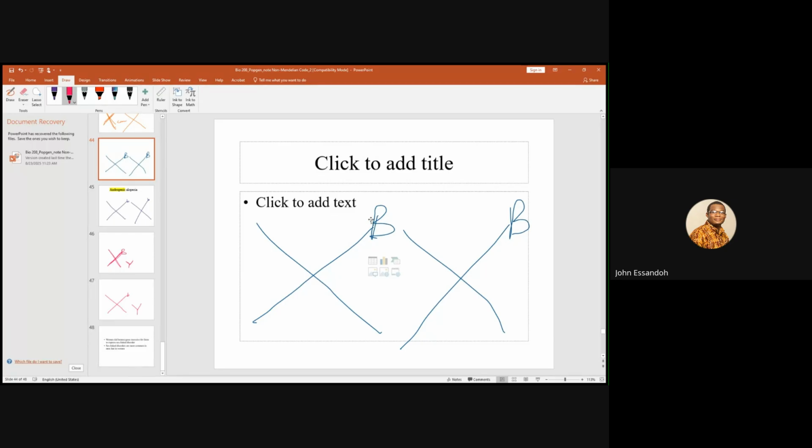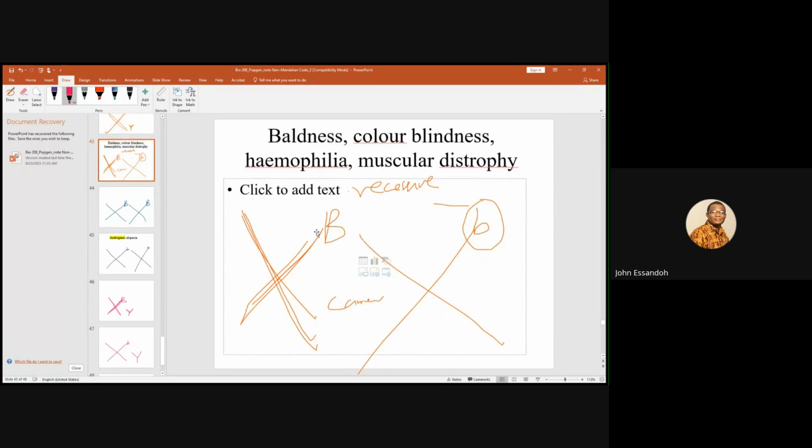A woman can inherit this baldness allele from the dad, and then take the normal one from the mother. So this one will overshadow this, and the woman is going to be a carrier. Such a woman can pass on this allele to the son. That's why I say that if your maternal grandpa is bald, there is a tendency that you could also be bald.